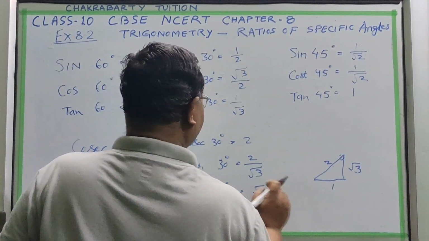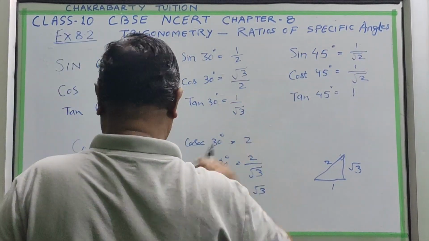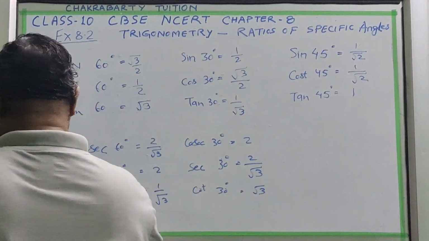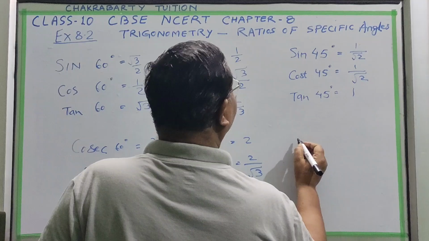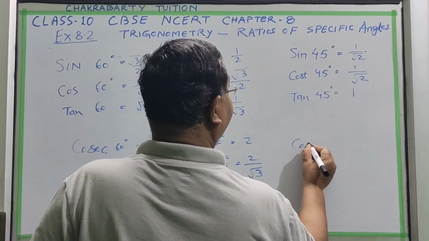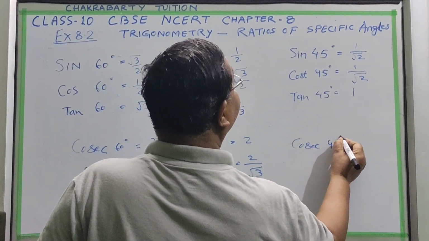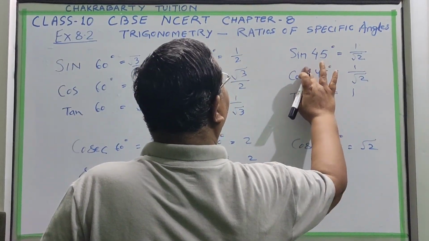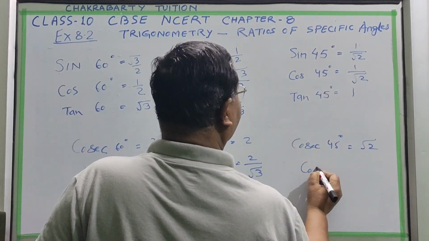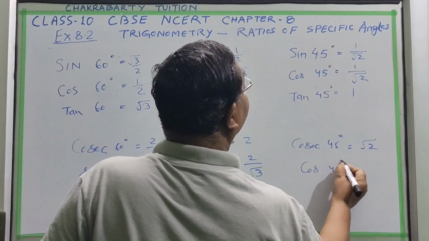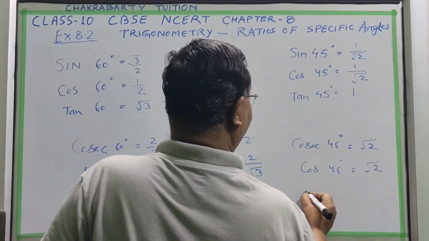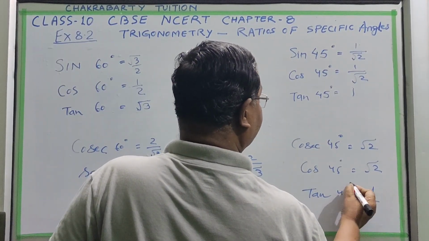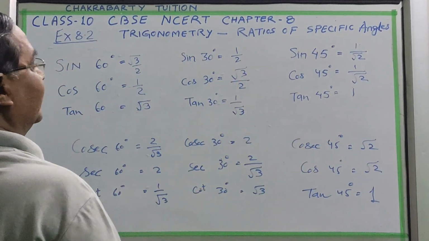In this way, likewise for this also you can make just the opposite, and by diagram also you can write, or you write this and just the opposite. So cosec 45 degree will be under root 2, just the opposite, reverse. Sec 45 degree will be under root 2, and cot 45 will be equal to 1. Okay. So these are the ratios of specific angles.